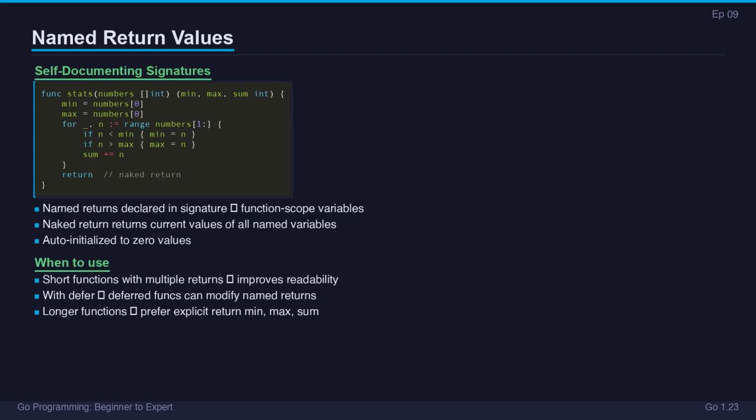Named returns become particularly useful with defer, because deferred functions can modify named return values, allowing cleanup code to, for example, wrap errors with additional context. We'll see this in episode 11 when we cover defer.